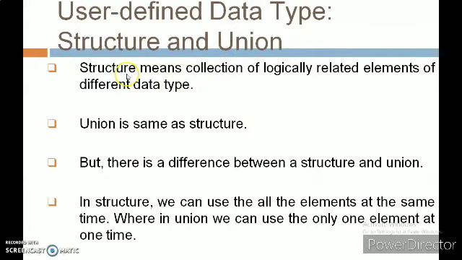So what is structure? Structure means a collection of logically related elements of different data types. That means it is a collection of different variables of different data types. Union is similar to structures. As we all learned in C language, structure and union are somewhat similar. But there is a difference. In structures, we can use all the elements at the same time. But in union, we cannot use all the elements at the same time. We can use only one element at a time.